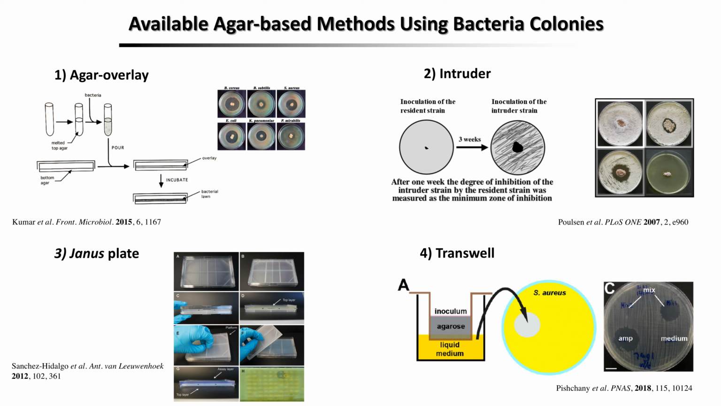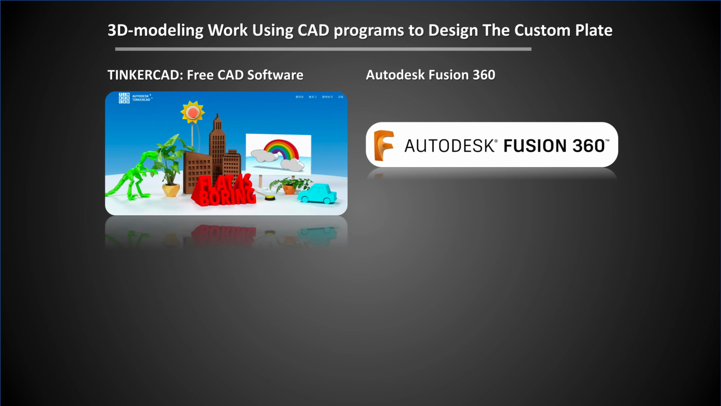There's the Transwell assay by Pishani, Emily Mevers, John Clardy, and Roberto Kolter's group. This was a really neat way to extract molecules from a bacterium grown in solid agar, but they used a little liquid medium in a Transwell plate. And then there's this Janus plate that was developed, and we really loved the concept because it was a plate that had 2 sides to it. So we wanted to develop a plate that used both sides, and I'll show you why we did this in a second.